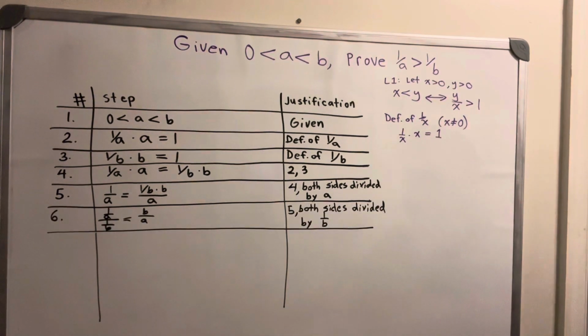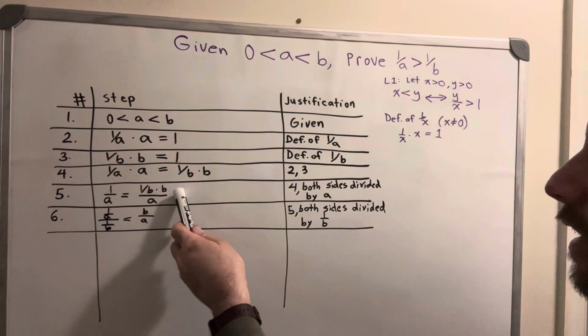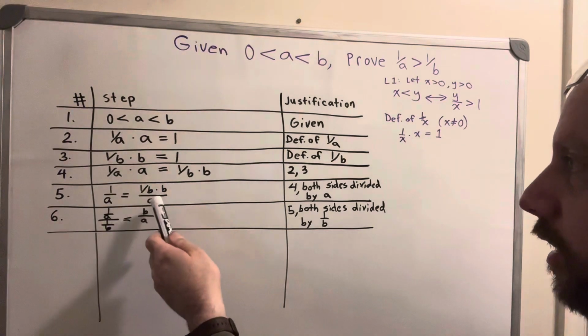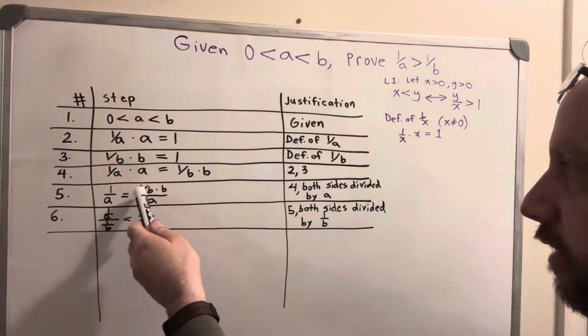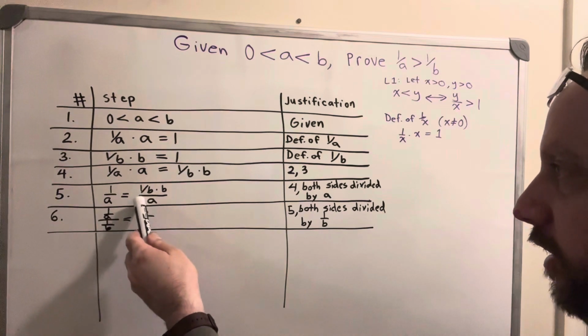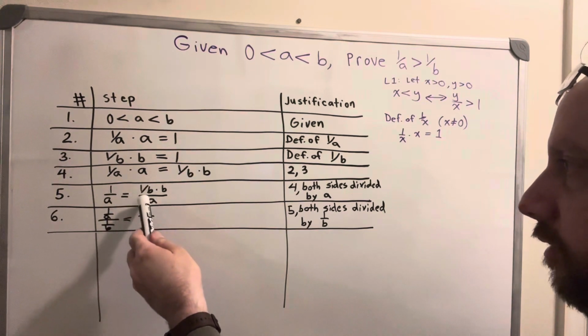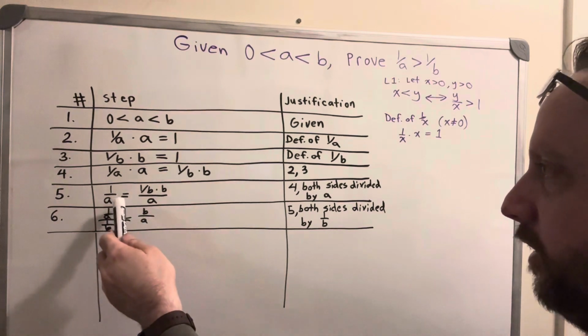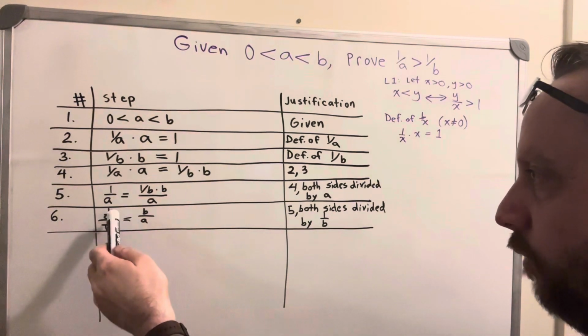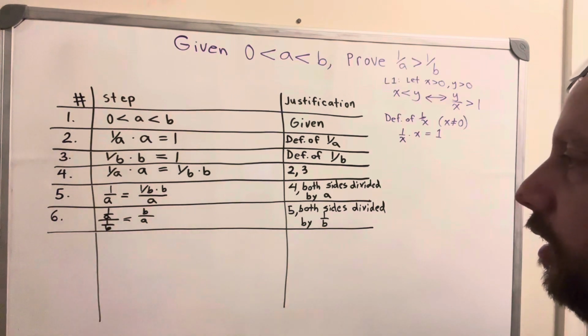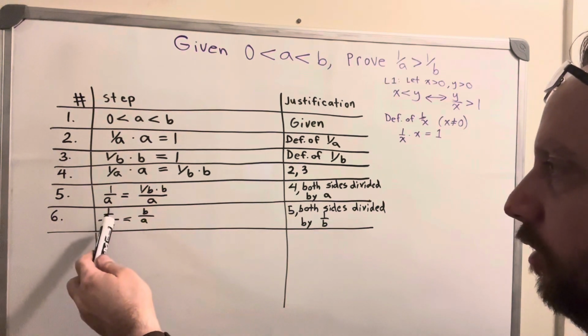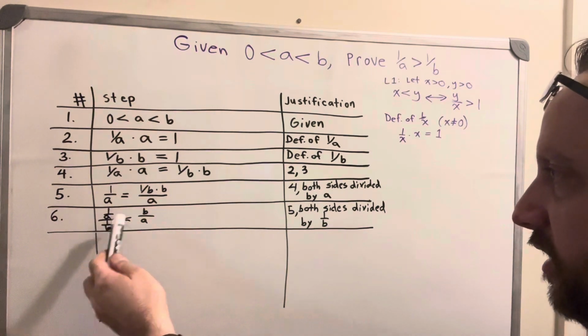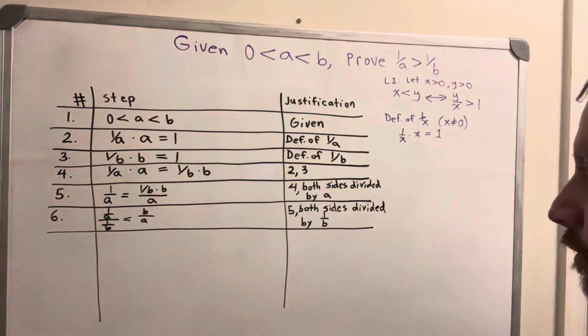And if we take line 5, we divide both sides by 1 over B. We put 1 over B in the denominator here, they cancel out. So all we have is B over A. And if we divide 1 over A by 1 over B, we get 1 over A over 1 over B is equal to B over A.